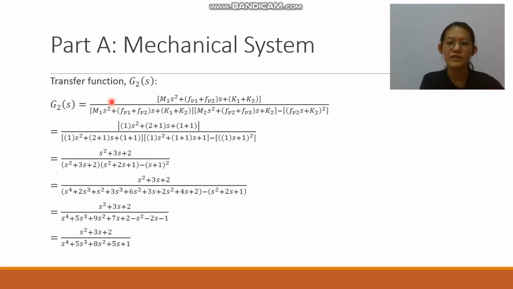Then by substituting the parameters into the transfer function G2(s), we can get G2(s) equal to s to the power of 2 plus 3s plus 2 divided by s to the power of 4 plus 5s to the power of 3 plus 8s to the power of 2 plus 5s plus 1. The transfer functions G1(s) and G2(s) will be used in MATLAB. That's all from me. Thank you.